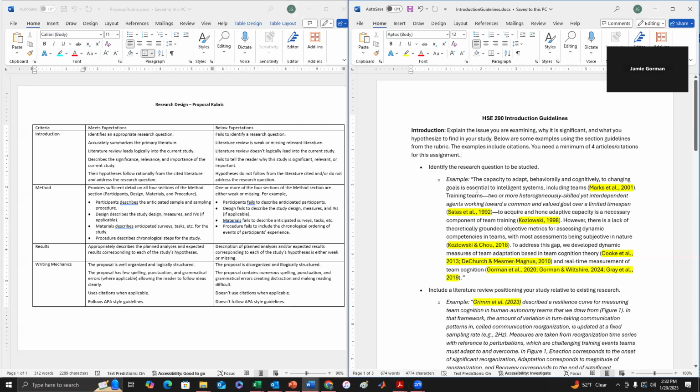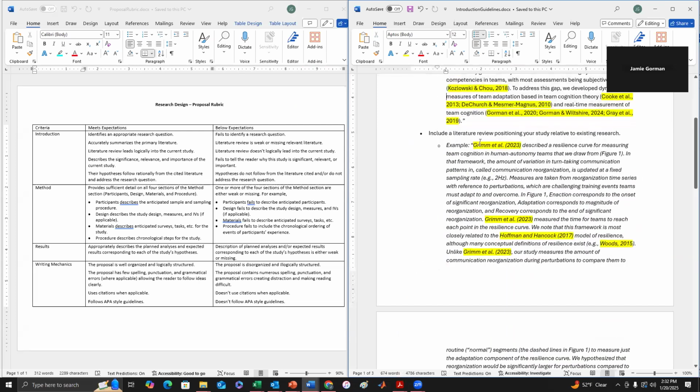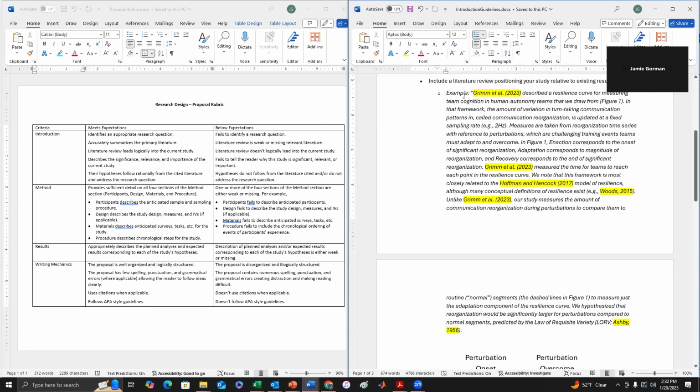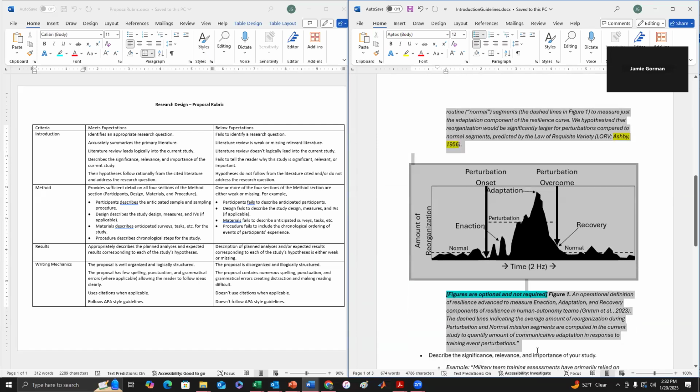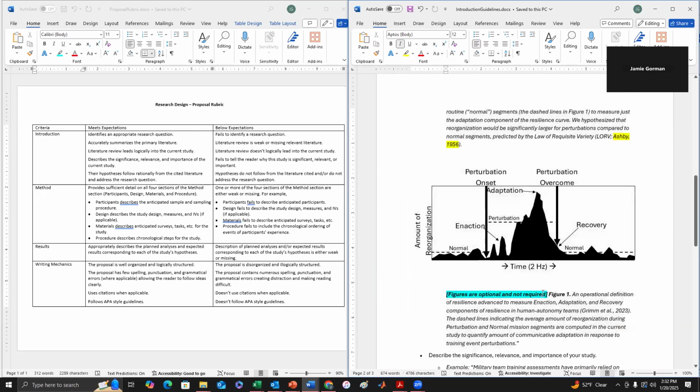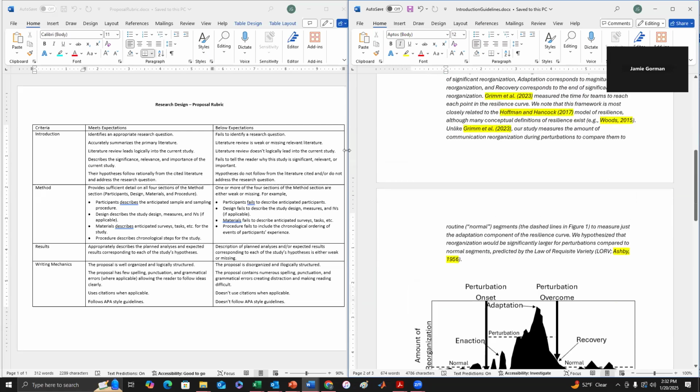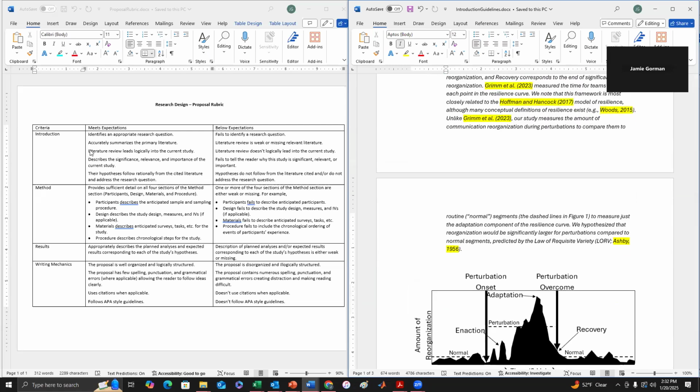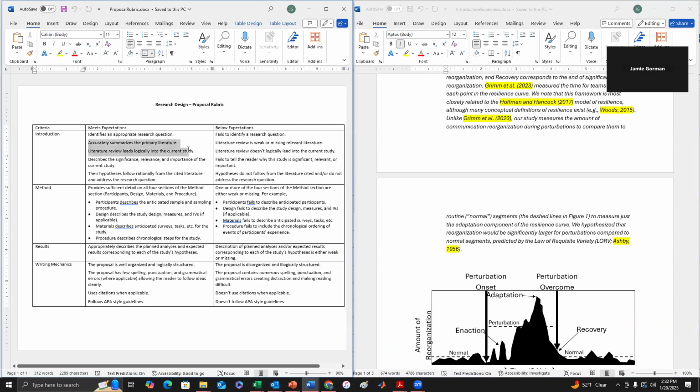So identify the research question to be studied. That's this section. Include a brief literature review that positions your study relative to existing research. That's what this example has. I included a figure here. You don't have to have a figure. That's not part of the assignment, but if it's helpful for you, you can include a figure. So that's the literature review, these pieces.